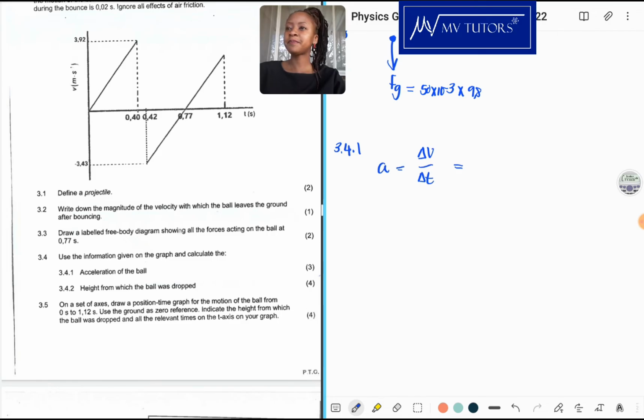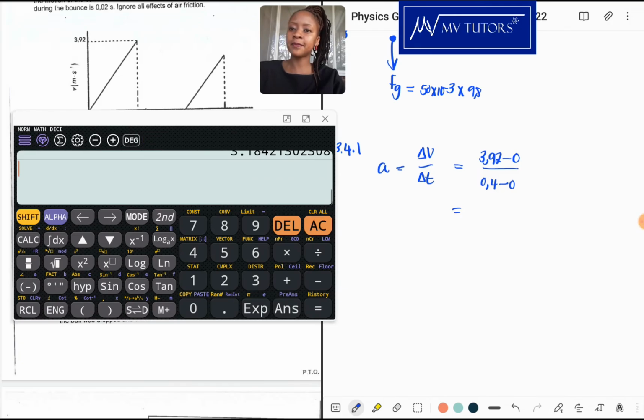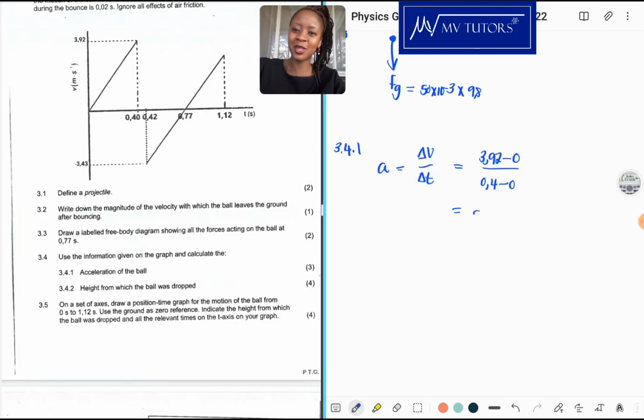So our final velocity there is 3.92, and our initial is 0. In terms of time, we have 0.4. So if you just calculate that quickly, 3.92 divided by 0.4, 9.8. That's where you hold your heart and you're like, you'd better be 9.8.